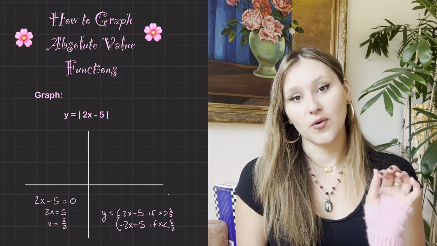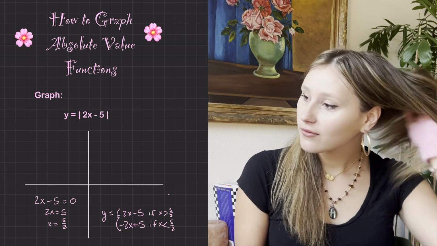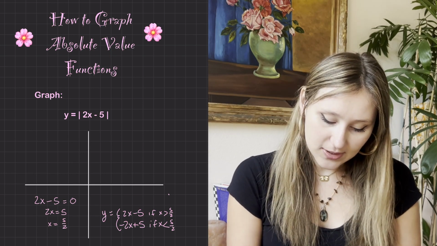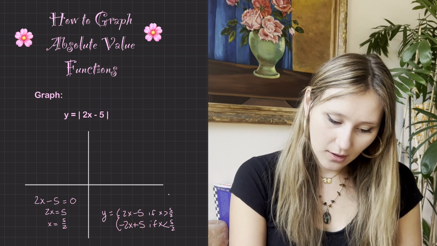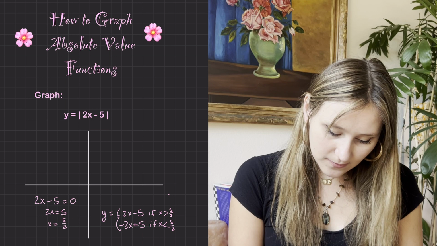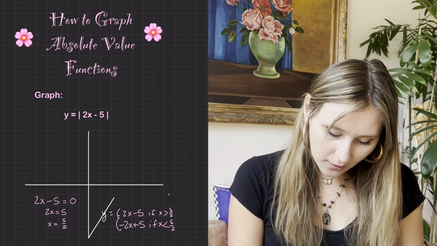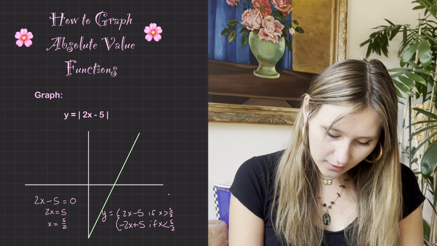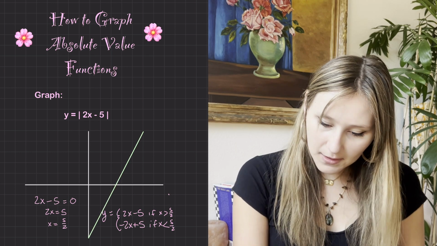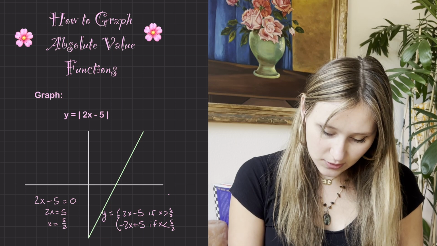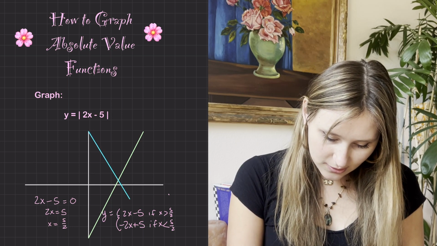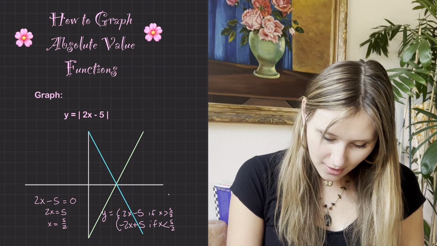Okay, so this is what I'm going to do. I'm going to graph both functions with different colors. Both functions meaning both pieces. Okay, so in green I'm going to do 2x minus 5, which is about looking like that. Okay, in blue I'm going to do minus 2x plus 5, which is going to look like that.